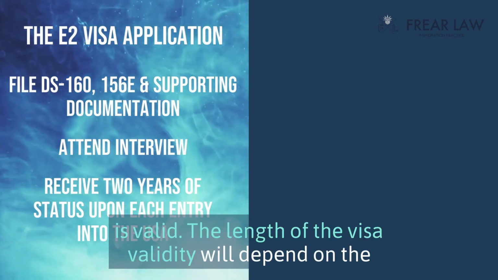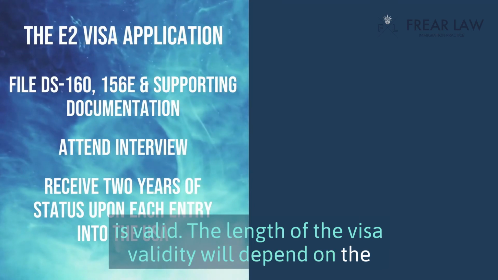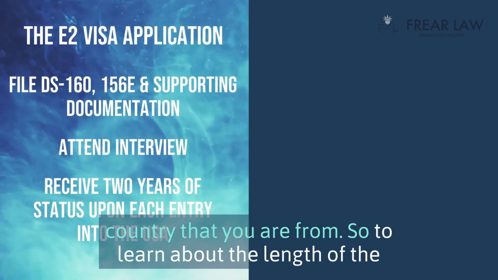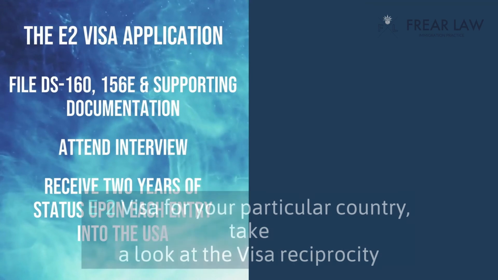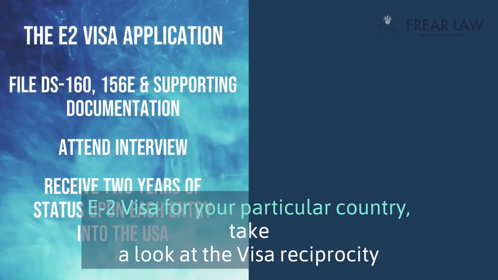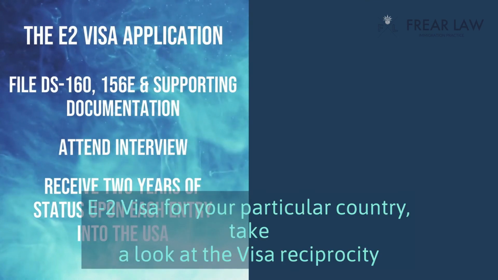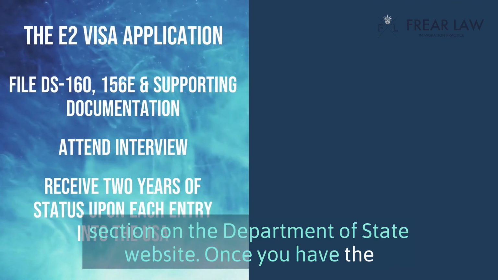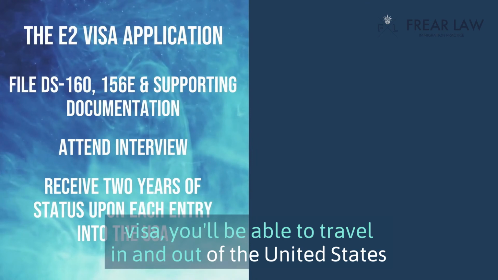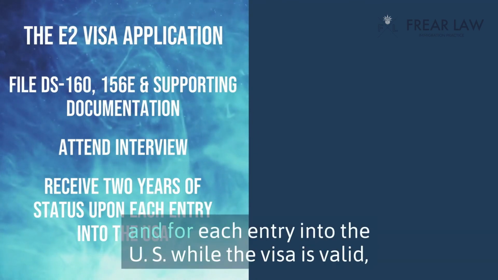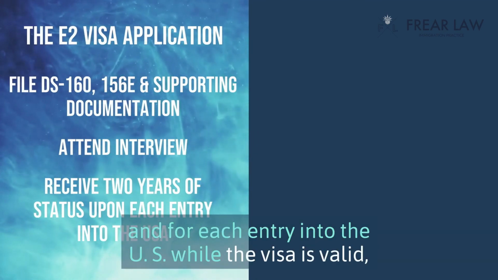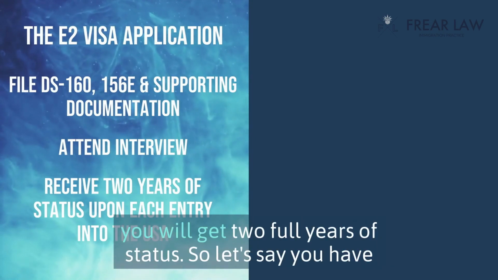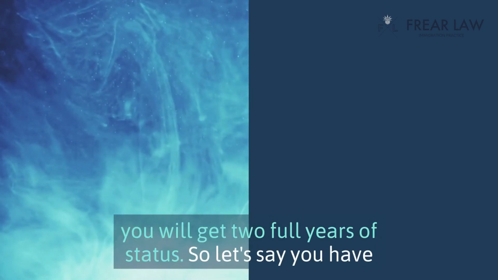The length of the visa validity will depend on the country that you are from. So to learn about the length of the E-2 visa for your particular country, take a look at the visa reciprocity section on the Department of State website. Once you have the visa, you'll be able to travel in and out of the United States. And for each entry into the US, while the visa is valid, you will get 2 full years of status.